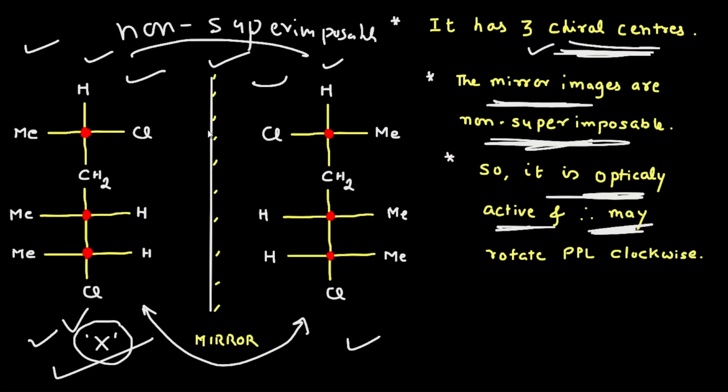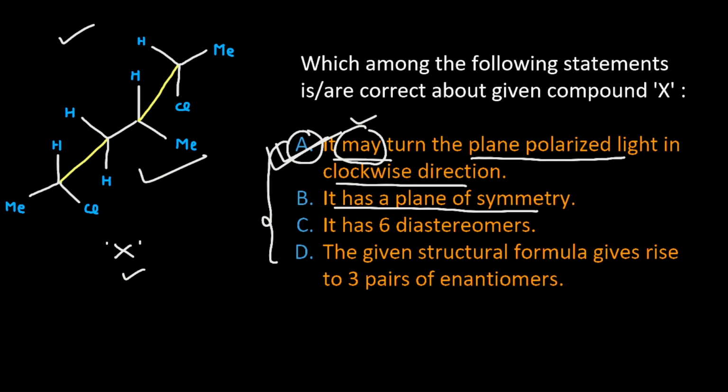And since you have known by drawing the two figures that these two are non-superimposable, this compound X cannot have the plane of symmetry, because the presence of a plane of symmetry simply indicates that it is optically inactive, and if you draw its mirror image, both are going to superimpose on each other. Since it is not happening, the option that says it has a plane of symmetry goes wrong. Now coming to option C, it has 6 diastereomers.